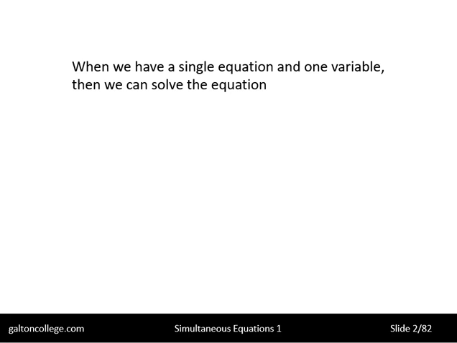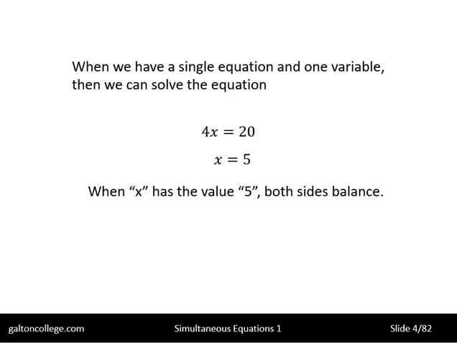So let's take something like 4x equals 20. Now we have a single equation, one variable, and we can solve that. 4x equals 20. We can just divide the left hand side by 4, divide the right hand side by 4. We have x equals 5. So both sides balance. What we did to the left hand side, we did the same to the right hand side, and it balances. We have one variable, one equation, and we have a solution.